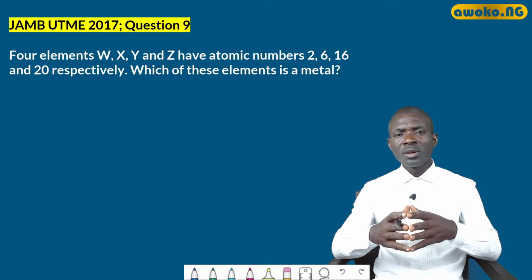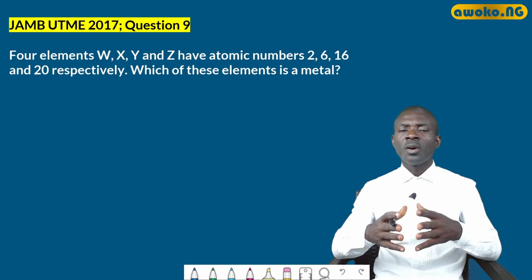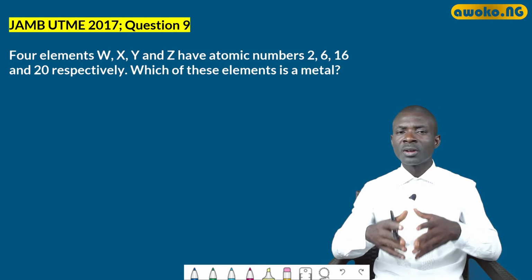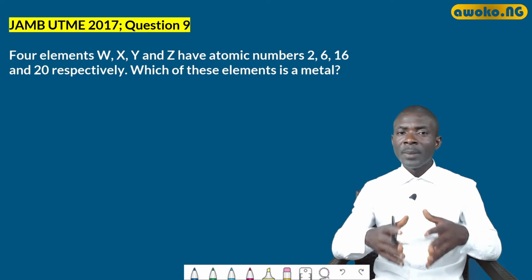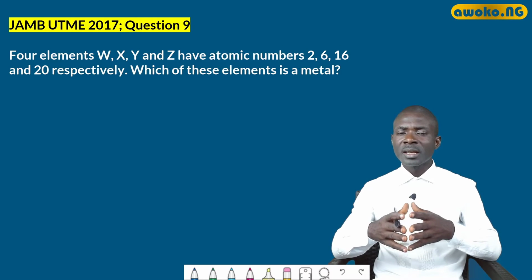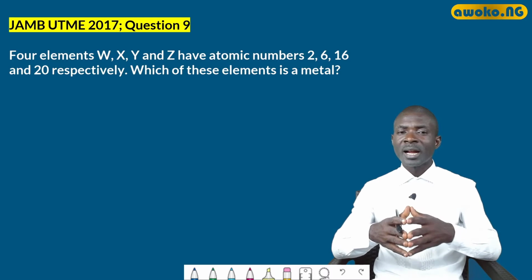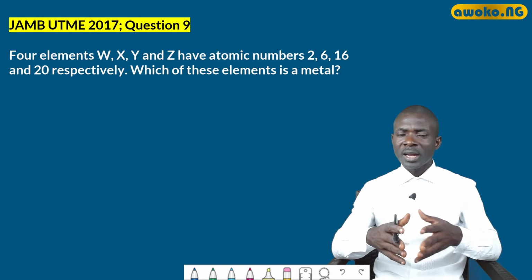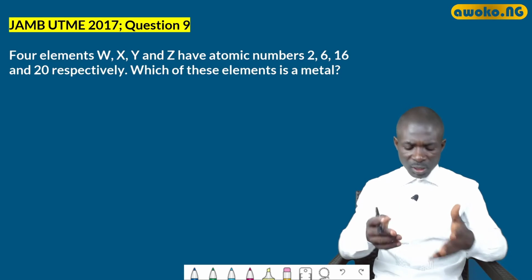Of course, you can know whether an element is a metal or a non-metal based on the position of the element in the periodic table, and also based on the valency of the element. I told you that the valency of elements in group 1, also called alkali metals, is 1, while elements in group 2, alkaline earth metals, have a valency of 2. Elements in group 3 have a valency of 3, and they are also called pure metals. Based on this, we can easily identify if the element is a metal or a non-metal. So let's take a look at the question.